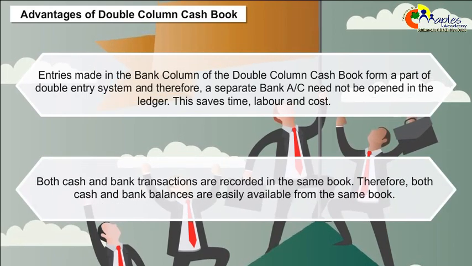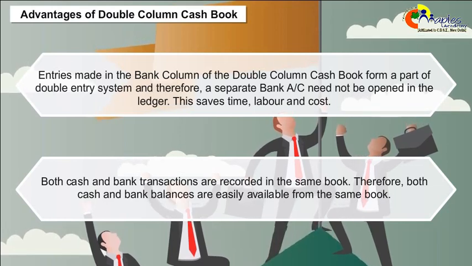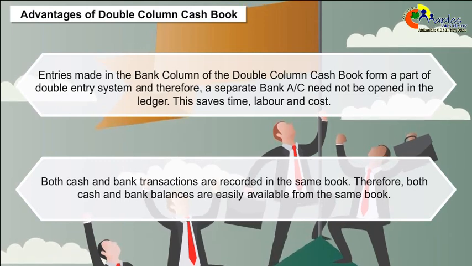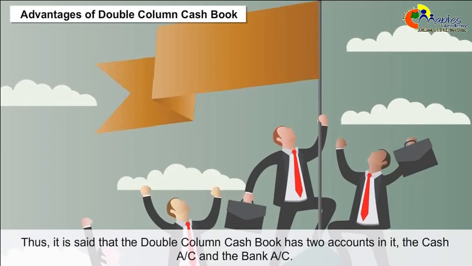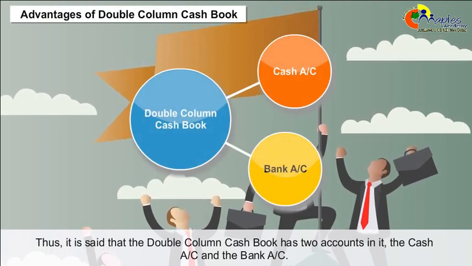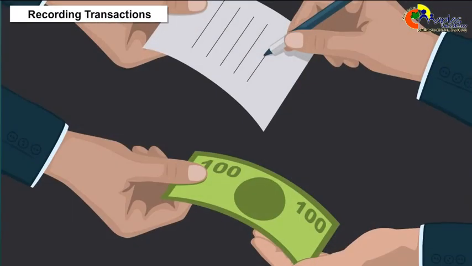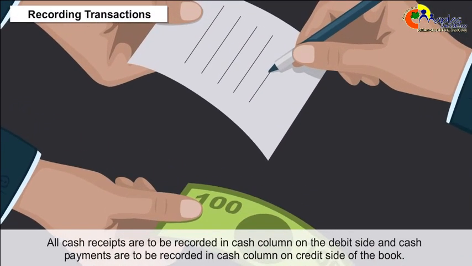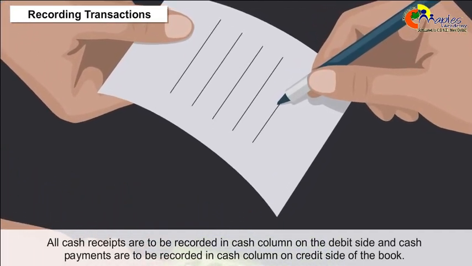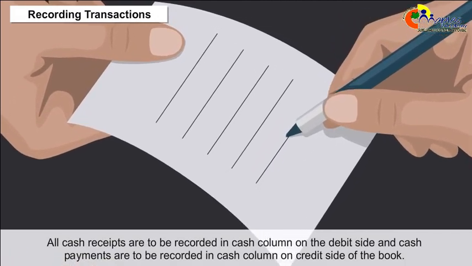2. Both cash and bank transactions are recorded in the same book. Therefore, both cash and bank balances are easily available from the same book. Thus, it is said that the double column cash book has two accounts in it, the cash account and the bank account. Recording transactions. All cash receipts are to be recorded in cash column on the debit side, and cash payments are to be recorded in cash column on credit side of the book.